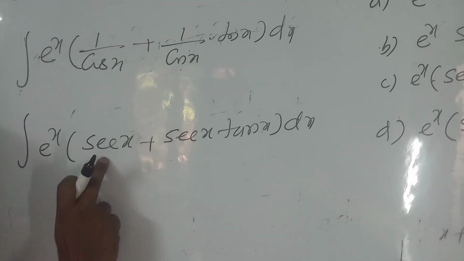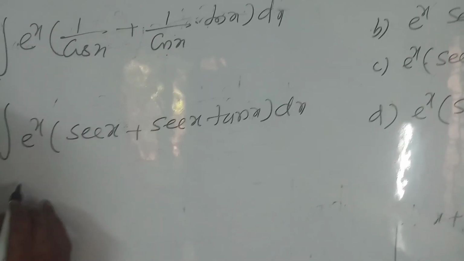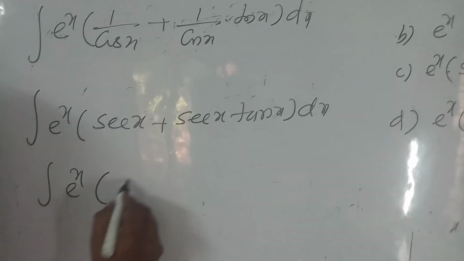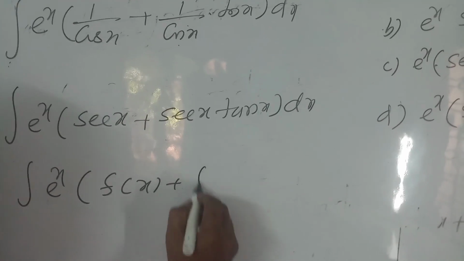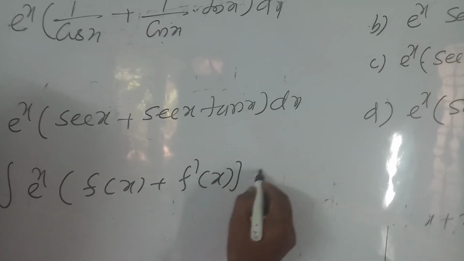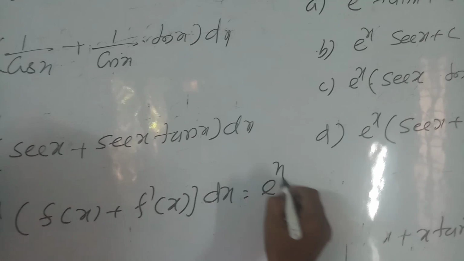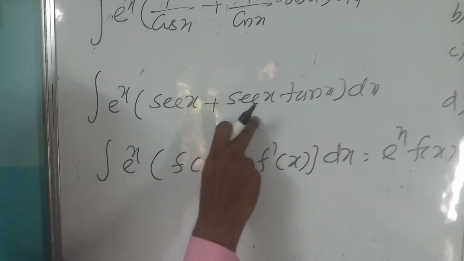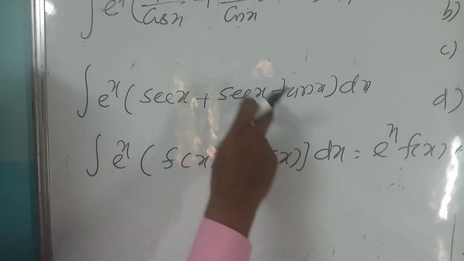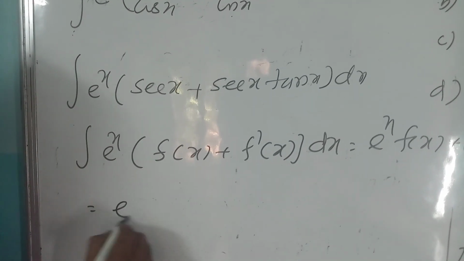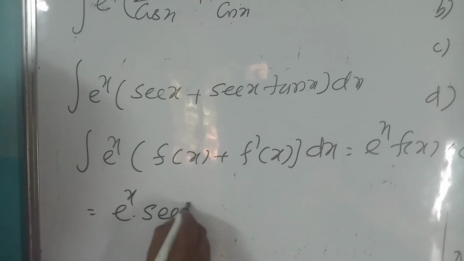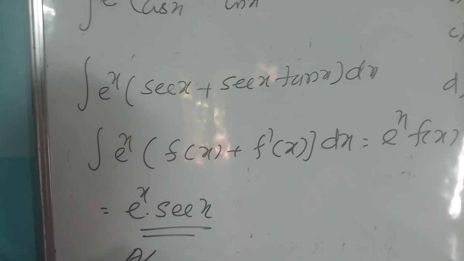See, the derivative of sec x is equal to sec x tan x. By the integration formula, the integral of e raised to x into f of x plus f dash x into dx is equal to e raised to x f of x plus c. Here it is e raised to x into sec x plus sec x tan x, and the derivative of sec x is sec x tan x. So our answer is e raised to x sec x. The choice is answer B.